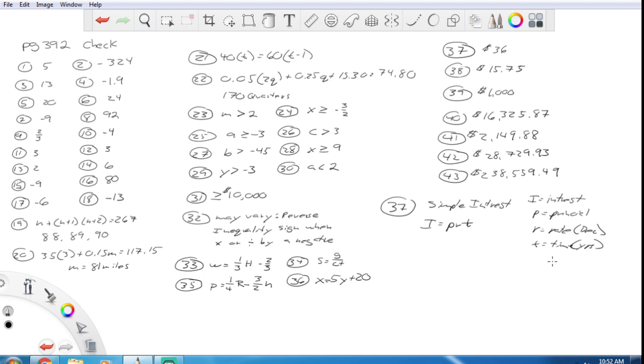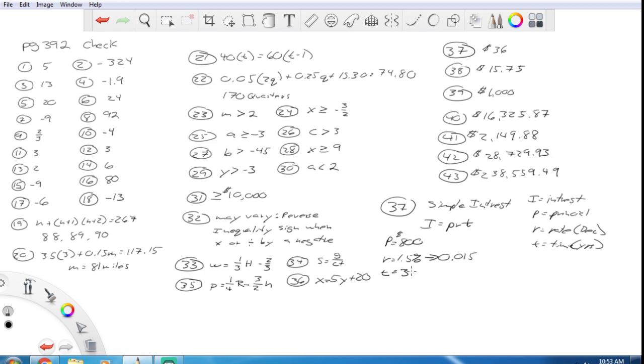Here it says you are depositing $800. I don't know how much room I have here. Can you still see? Yeah, you can still see. You're depositing $800, so your principal is going to be 800. So I'm going to write P equals 800 at an interest rate of 1.5%. Your rate is 1.5%, but you can't use it as a percent. You have to change that to a decimal, so it's 0.015. And your T is 3 years, and that's already in years, so we're going to leave it at that.